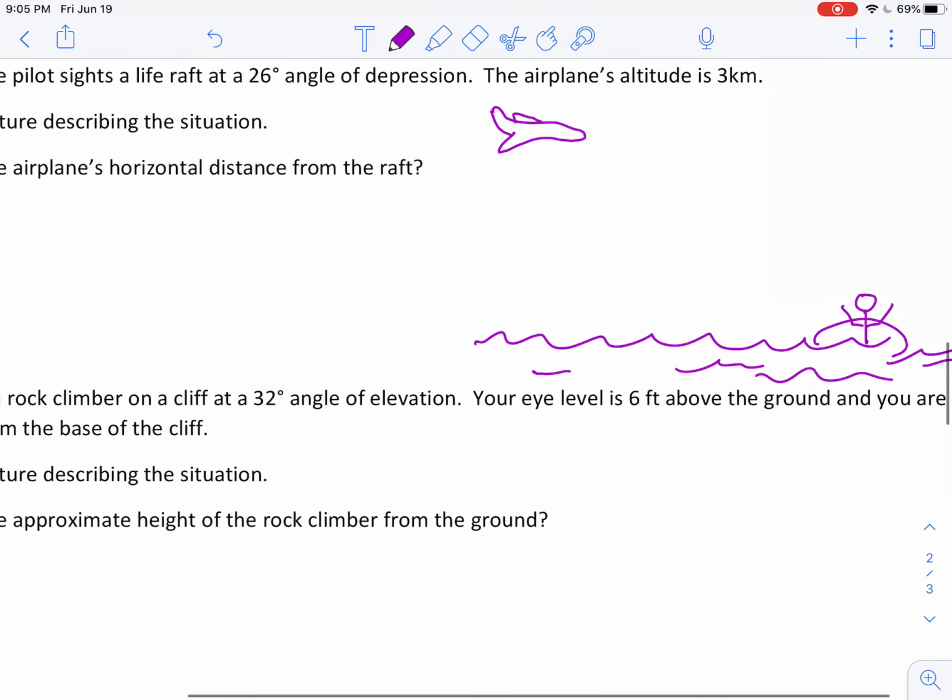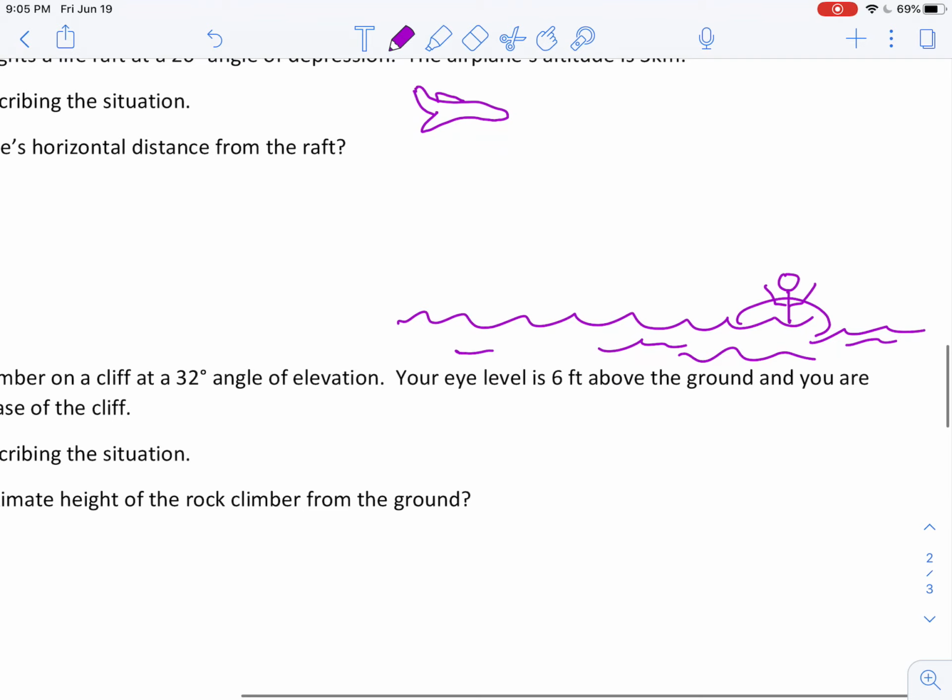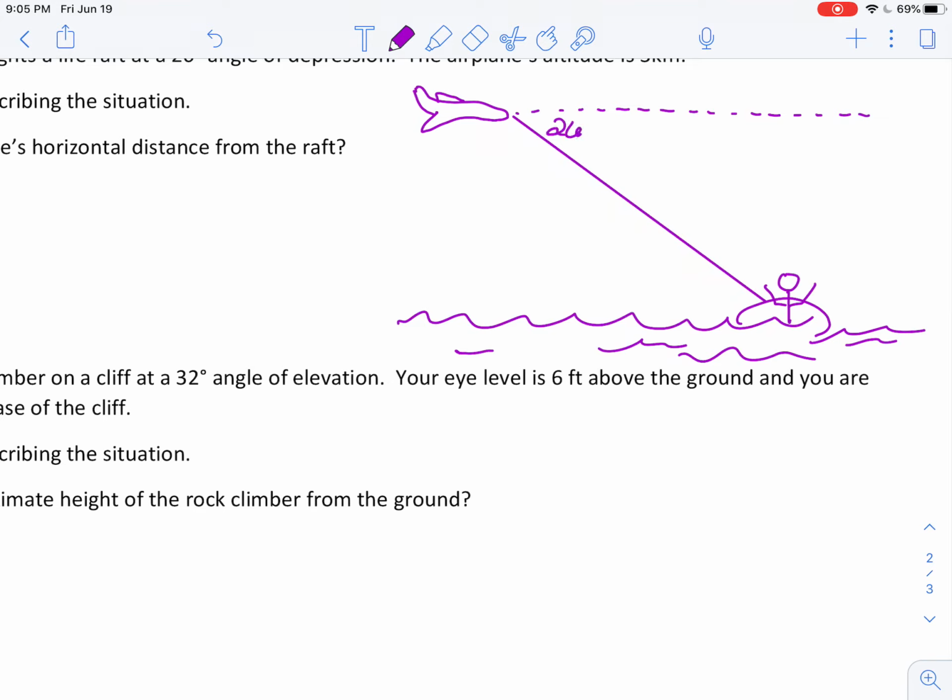It says the pilot sees the life raft at a 26-degree angle of depression. Now, it makes sense that it's a downward angle because the plane is up in the air. They would have to see the person in the water downward. However, we have to be careful. It has to be down from a horizontal line, which means this airline pilot is going to keep flying horizontally. But instead, they didn't see the person up here. They looked down, and that's when they saw this life raft. So that is where the 26-degree angle goes.